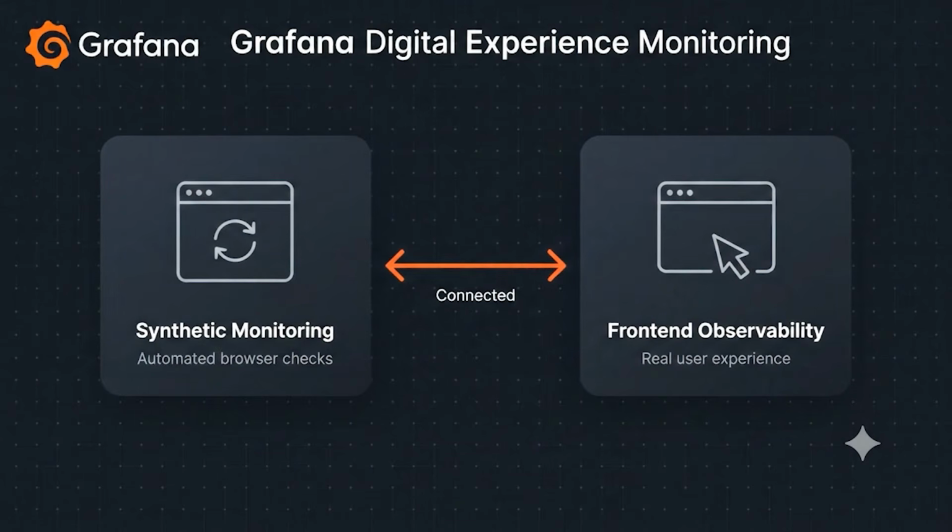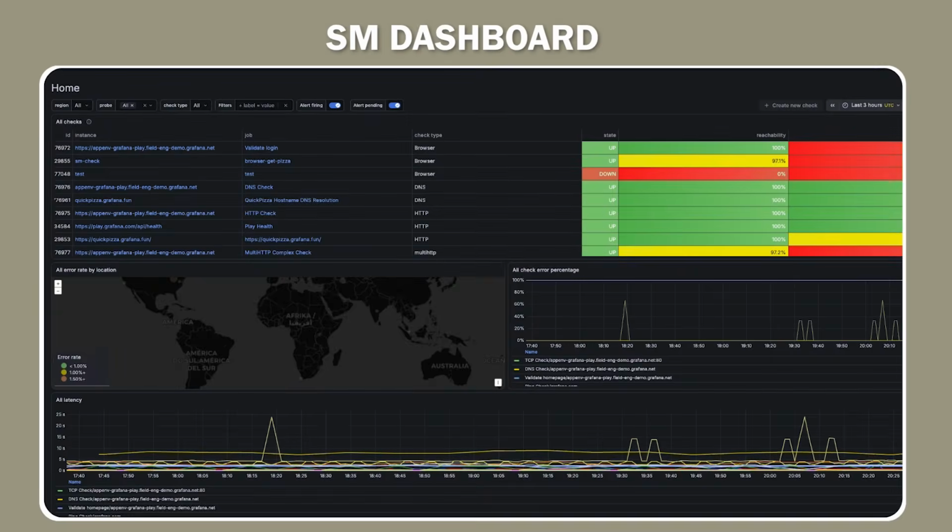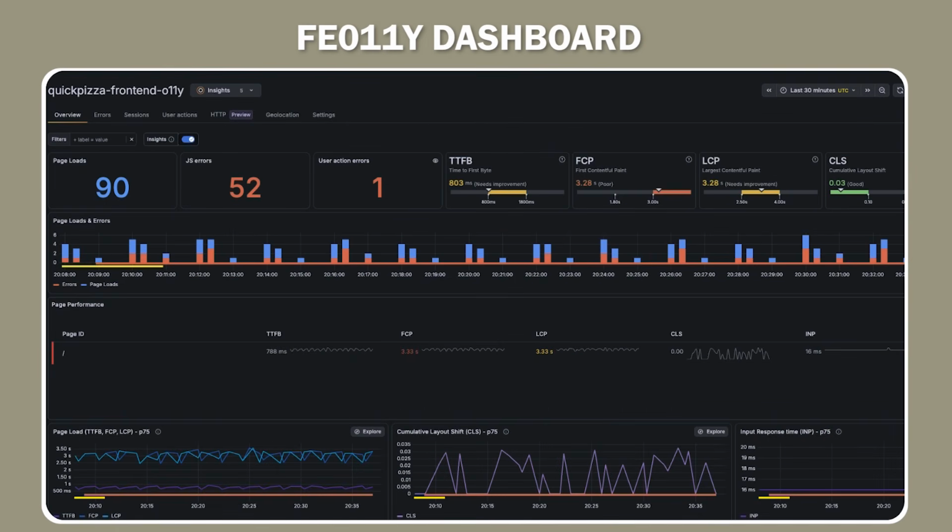Until now, these two products lived in separate worlds. You could see the synthetic monitoring checks in one dashboard and your real user front-end data in another, with nothing connecting them. That changes with this integration. So you can move between your synthetic checks and your front-end observability sessions and finally break down silos in your data. Here's how it works.